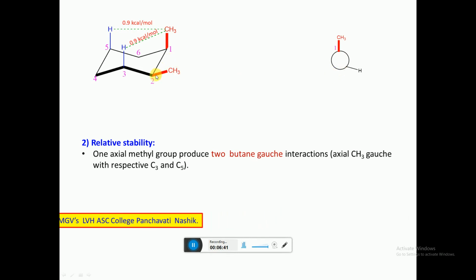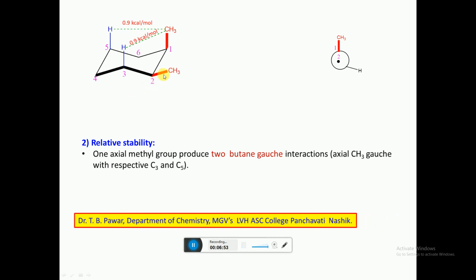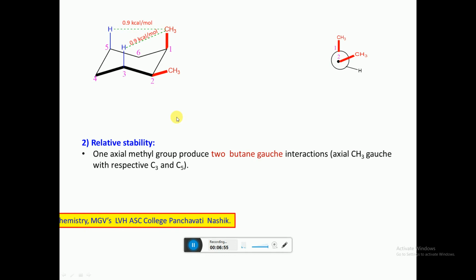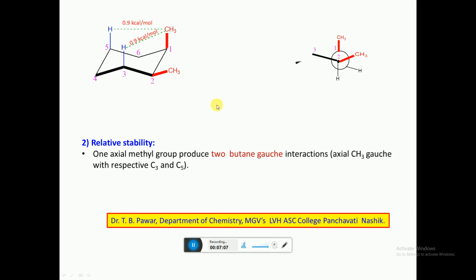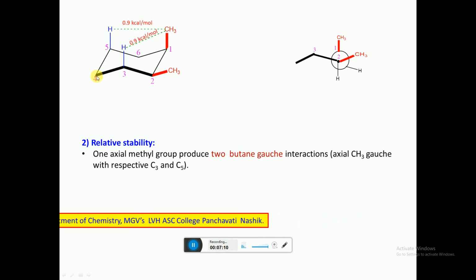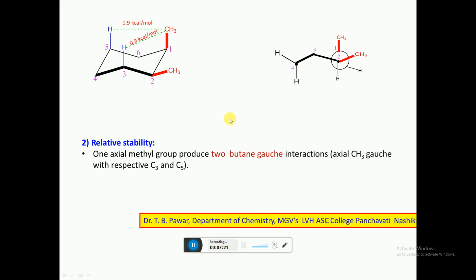It is attached to carbon number 2, which is in front to you, and the front carbon is denoted by the center of the circle, and it is named carbon number 2. At carbon number 2, there is an equatorial methyl group, this one, and the axial hydrogen. This carbon number 2 is attached to carbon number 3, and carbon number 3 is attached to carbon number 4, and this is also in front to you, so it is represented by the center of the circle, carbon number 4. And on carbon number 4 there are one axial and one equatorial hydrogen.